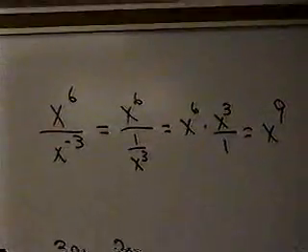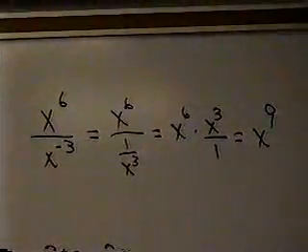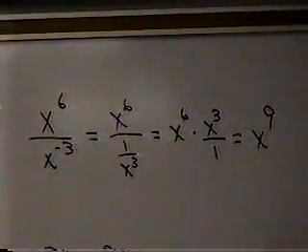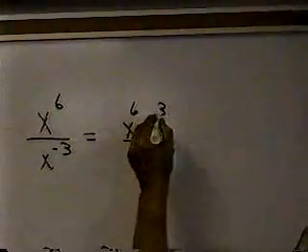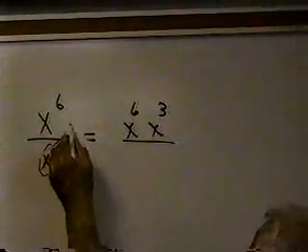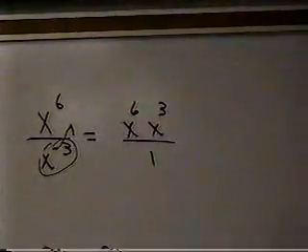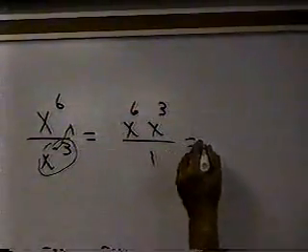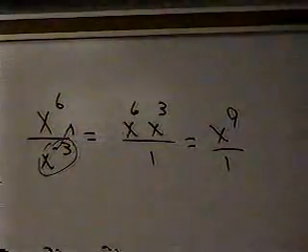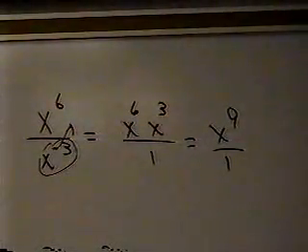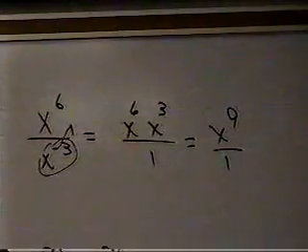Okay? Now, another way of working this would have been to use our shortcut rule to start with. We could just move the x to the 3 up. Just move this up and change it to a positive power. And now multiplying, you still get x to the 9th over 1. All right, next example.